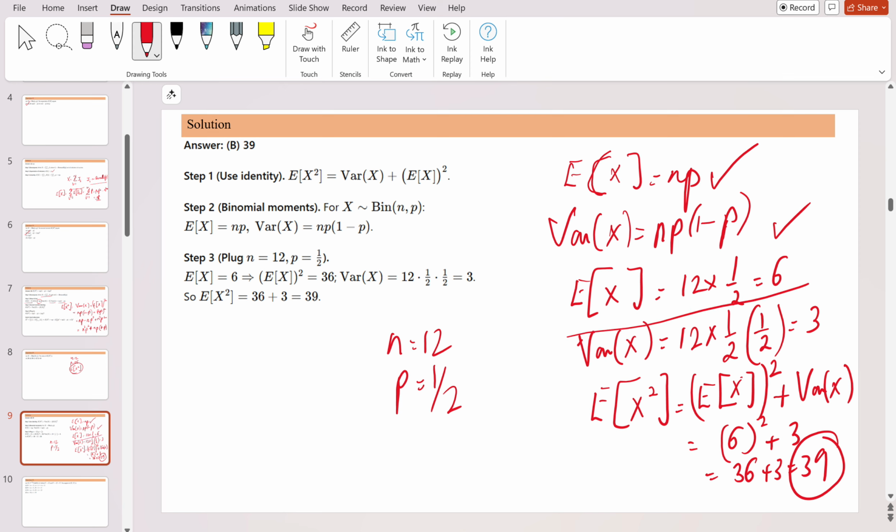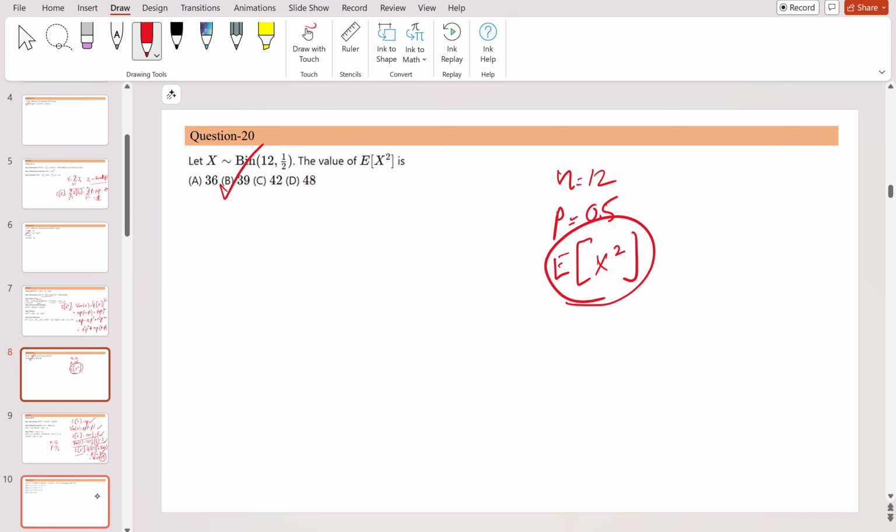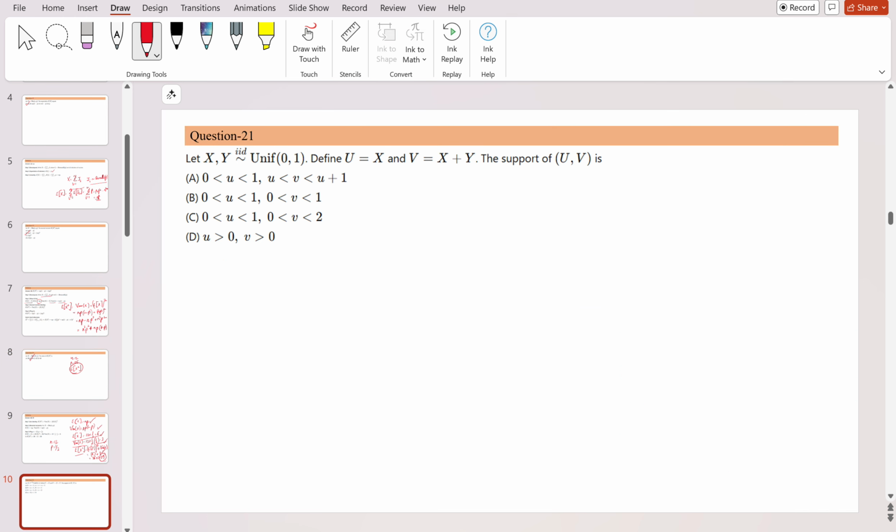N is already given 12, p is 1 by 2, so np will become 6, and variance of x is np(1 minus p), that is 12 multiplied by half multiplied by half, that is 3. So expectation of x square is variance of x plus expectation of x of whole square. Variance of x we have already calculated, that is 3. Expectation of x of whole square, that is 6 square, that is 36, plus 3 is 39. Correct answer is option B. Let's move forward, try to solve this problem.